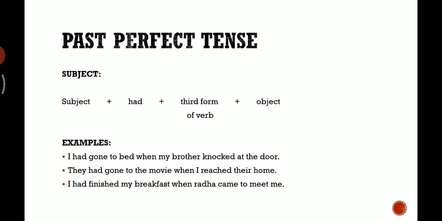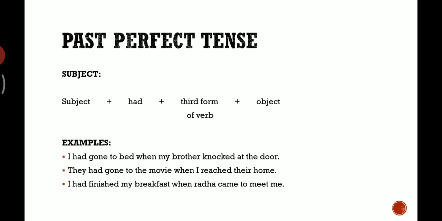Subject, whether it is singular or plural, we use had and third form of verb, means past participle form of verb, and rest of the sentence, that is object. We use had with the third form of verb with both singular and plural subjects. For example, I had gone to bed when my brother knocked at the door. They had gone to movie when I reached their home.